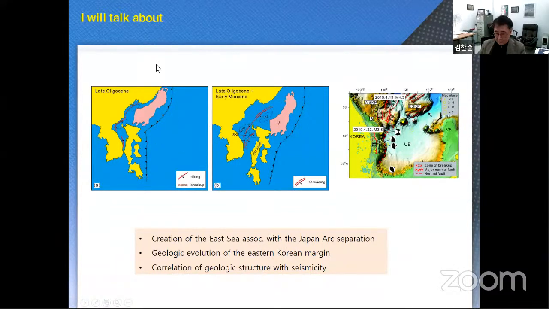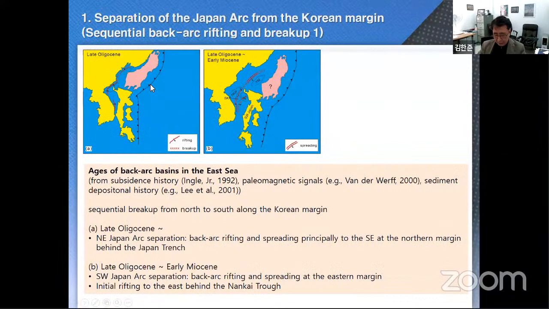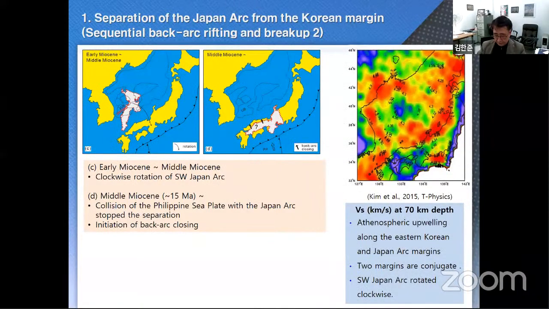The separation of the Japan Arc proceeded with back-arc rifting and spreading at the Korean margin from the late Oligocene to the middle Miocene. In particular, during the initial stage of rifting, the southwestern Japan arc was separated eastward from the eastern Korean margin. After breakup, the northern portion of the Japan arc rotated counterclockwise, whereas its southern portion rotated clockwise. Then a breakup of continental crust and the back-arc spreading followed.